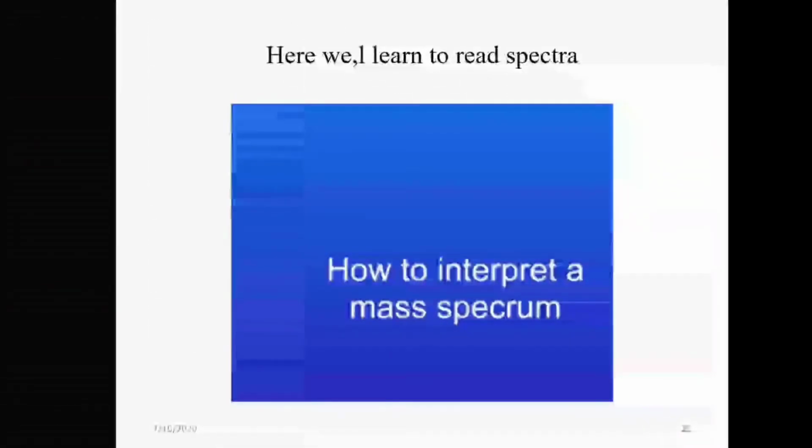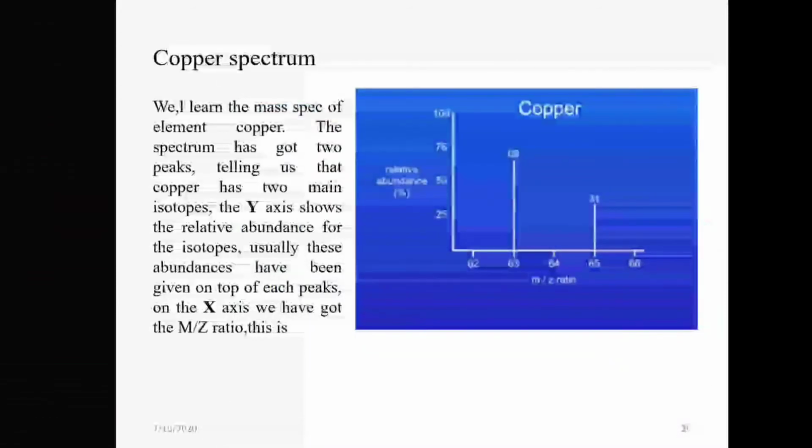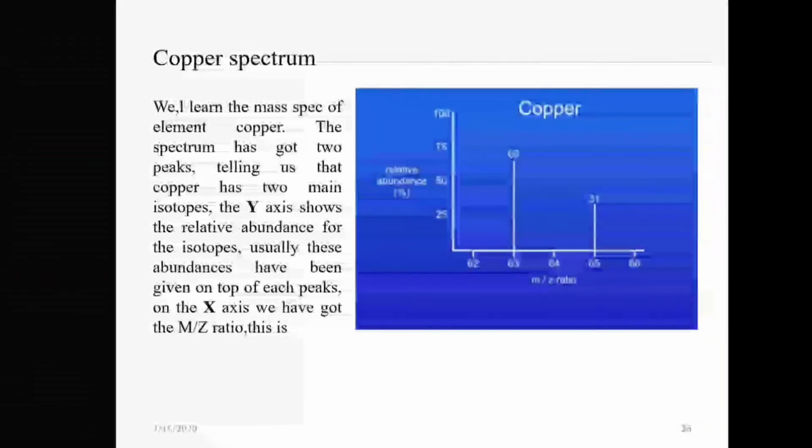So now here we are going to learn how to read and interpret a mass spectrum. Now this is a copper spectrum. Here you can see the masses and the relative abundance on the vertical side, and you can see the M by Z ratio given here. We'll learn the mass spec of the element copper. The spectrum has two peaks, telling us that copper has two main isotopes.